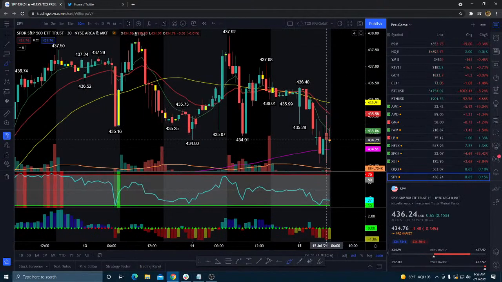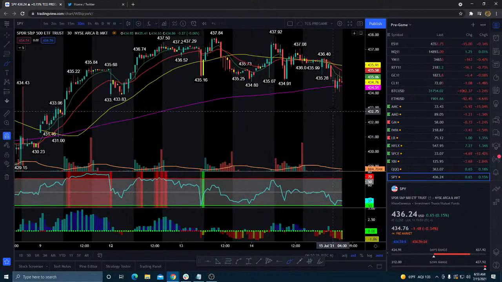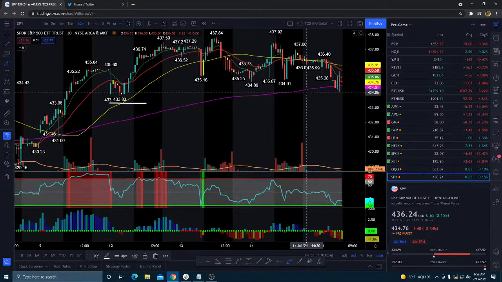So with ES, SPY, we have resistance at 43550, 43640, support at 43406 and 43383.